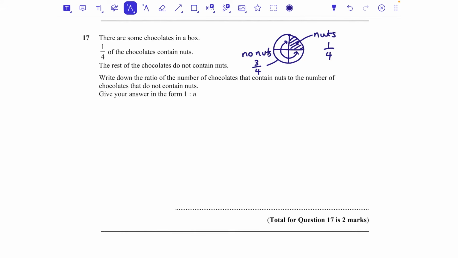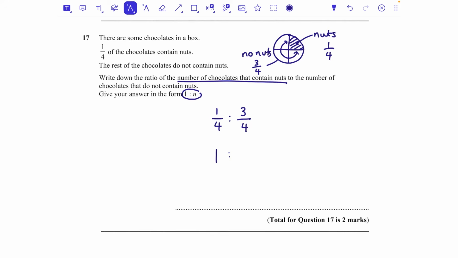Write down the ratio of the number of chocolates that contain nuts. So that needs to go on the left-hand side of the ratio. So that's 1/4, and then as a ratio to the number that do not contain nuts, and that's 3/4. So there we go. But we can't leave it like that. They want it in the form 1 to n, so I need to make this left-hand side a 1. And with ratios, as long as you do the same to both sides, you're going to keep it equivalent.